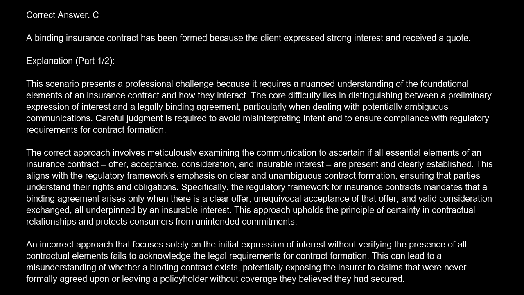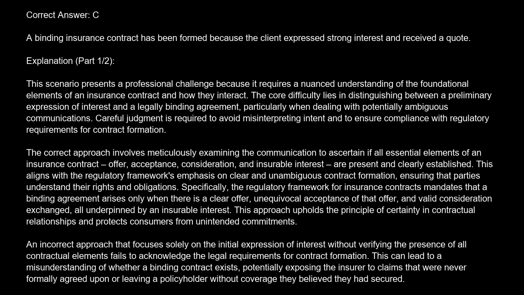The core difficulty lies in distinguishing between a preliminary expression of interest and a legally binding agreement, particularly when dealing with potentially ambiguous communications. Careful judgment is required to avoid misinterpreting intent and to ensure compliance with regulatory requirements for contract formation. The correct approach involves meticulously examining the communication to ascertain if all essential elements of an insurance contract, offer, acceptance, consideration, and insurable interest, are present and clearly established. This aligns with the regulatory framework's emphasis on clear and unambiguous contract formation, ensuring that parties understand their rights and obligations.